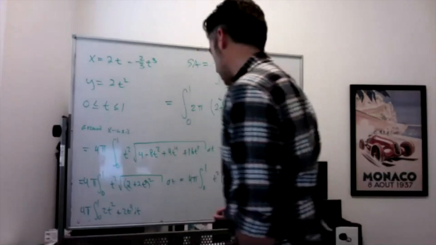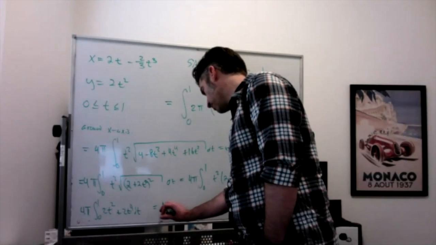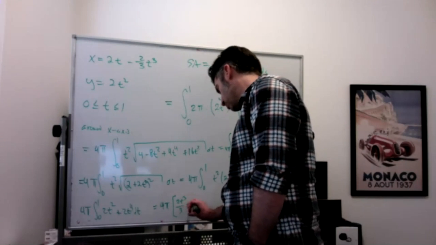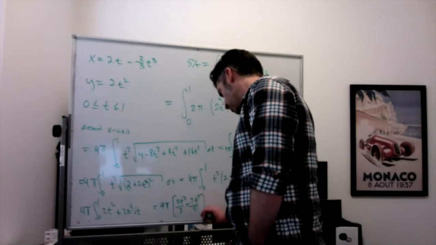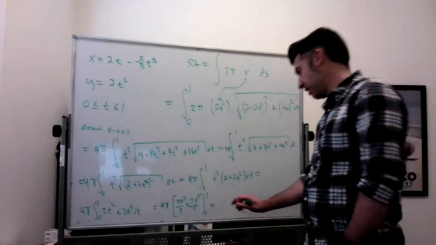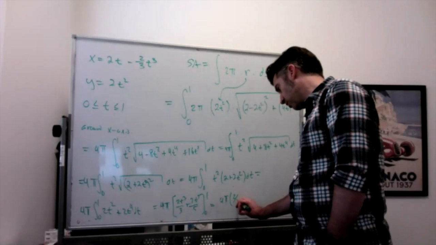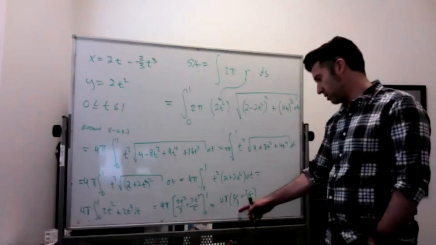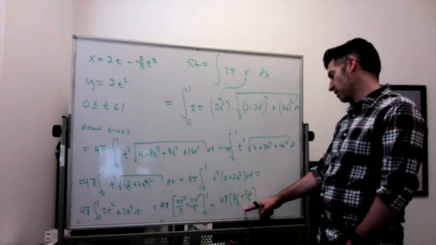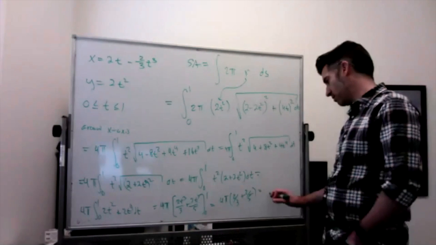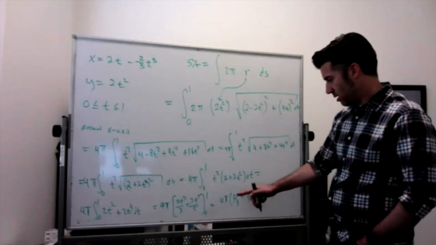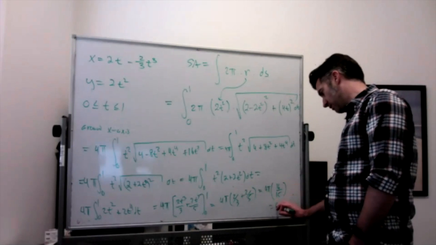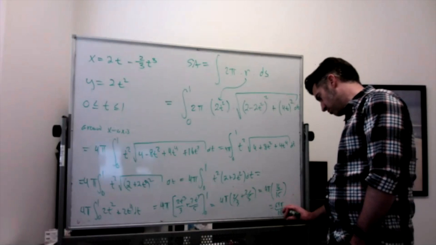And finally, we can integrate. We get 4 pi times 2t cubed over 3 plus 2t to the fifth over 5, from 0 to 1. Plugging in 1, we get 4 pi times 2/3 plus 2/5. And plugging in 0, you get 0. So let's see. 2/3 plus 2/5 is 10/15 plus 6/15. 10 plus 6 is 16/15. So we're going to end up with 64 pi over 15. Good times.